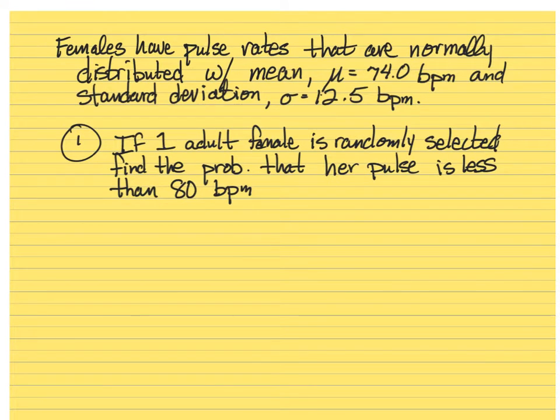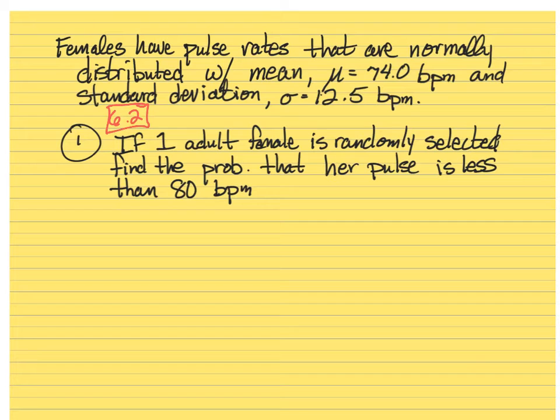All right, so let's look at a problem here. Females have pulse rates that are normally distributed with a mean of 74 and a standard deviation of 12.5. If we select one adult female randomly, find the probability that her pulse is less than 80. The first thing to recognize is that we are selecting one person randomly and finding a probability of getting a certain result. That is 6.2, okay?